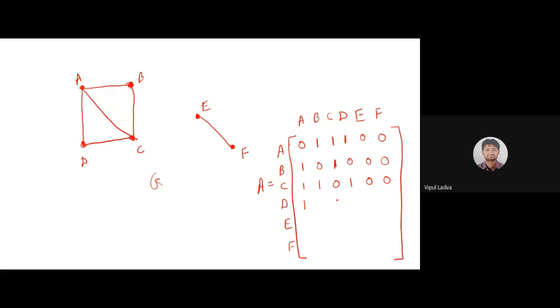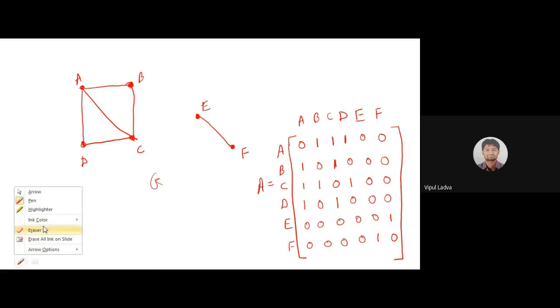So A, here 1 will come, here 1 will come, and the rest of all the entries will be 0. Now, moving to the next component, that is E. In the next component, we have two different vertices, E and F. Let's go for E. E has a connection only with F. So this will be 1, and the rest of the entries will be 0. And for F, the entry will be for E only, and the rest of the entries will be 0.